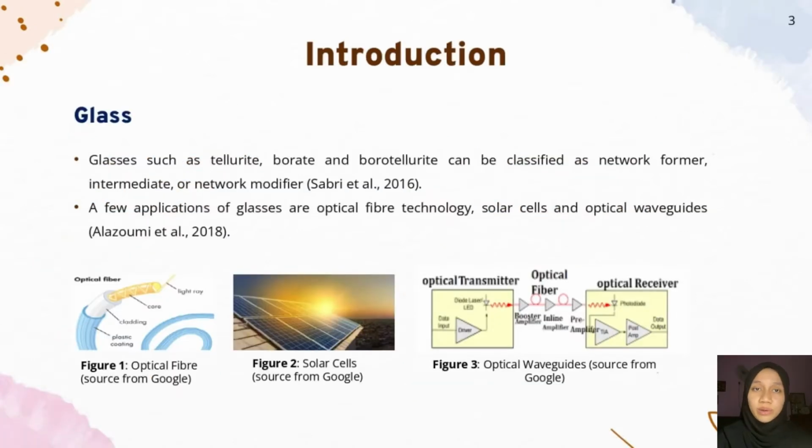Glass is a material with a distinct structure and can be classified as network former, intermediate, or network modifier. Examples of applications of glasses used in the science industry are optical fiber technology, solar cells, and optical waveguides.